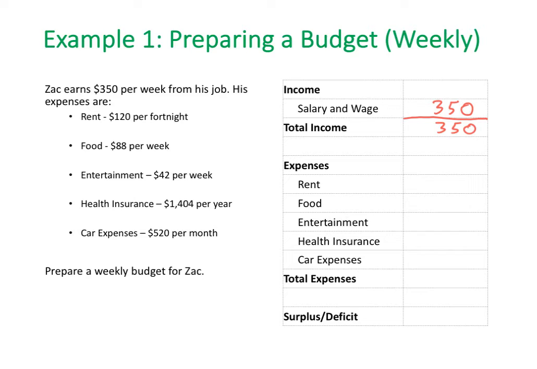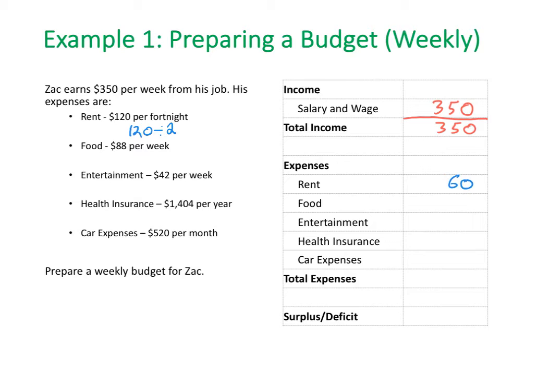So starting off with rent, we've got $120 per fortnight. Now because a fortnight is 2 weeks, to work out a weekly amount to include in his budget, we can divide 120 divided by 2, which equals 60. So his weekly rent amount is going to be $60.